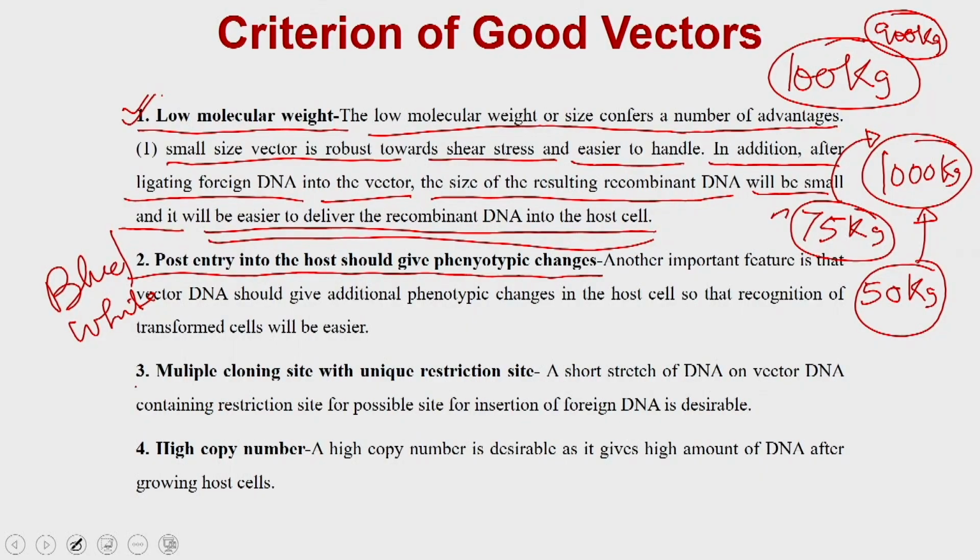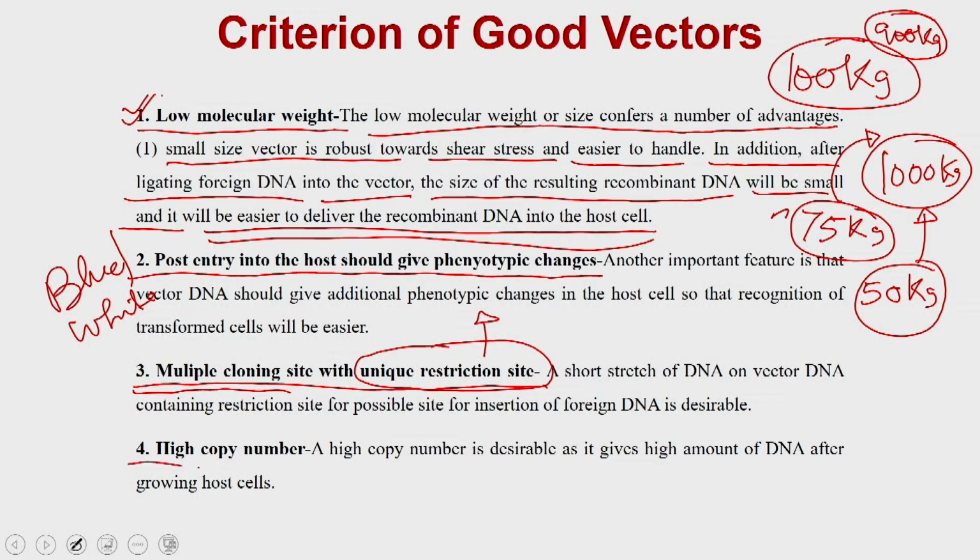The third, which is very important, is that a good vector should have multiple cloning sites with unique restriction sites. A unique restriction site means a restriction site which is not repeated within the body of the vector, and the multiple cloning site is the site where you can choose these restriction sites to insert your foreign DNA.